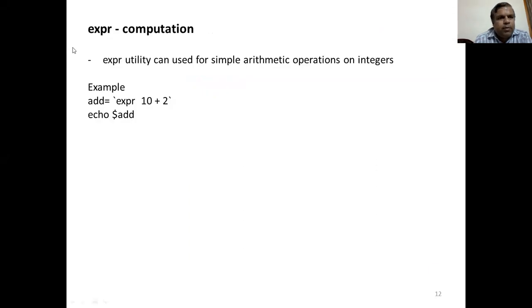Then the next topic, the EXPR utility. It is used for computation. The EXPR utility can be used for simple arithmetic operations on integers. As I said, the shell does not support direct computation, so it depends on the EXPR utility.